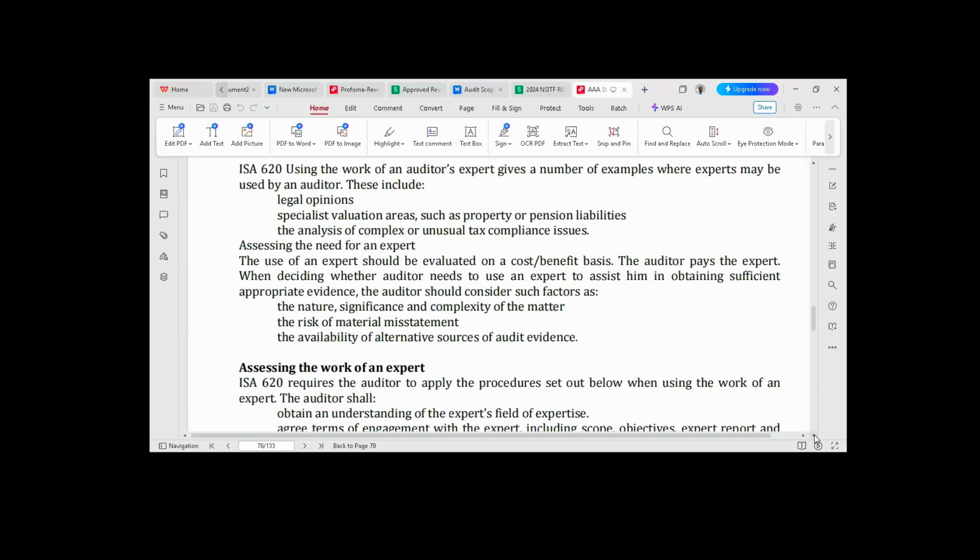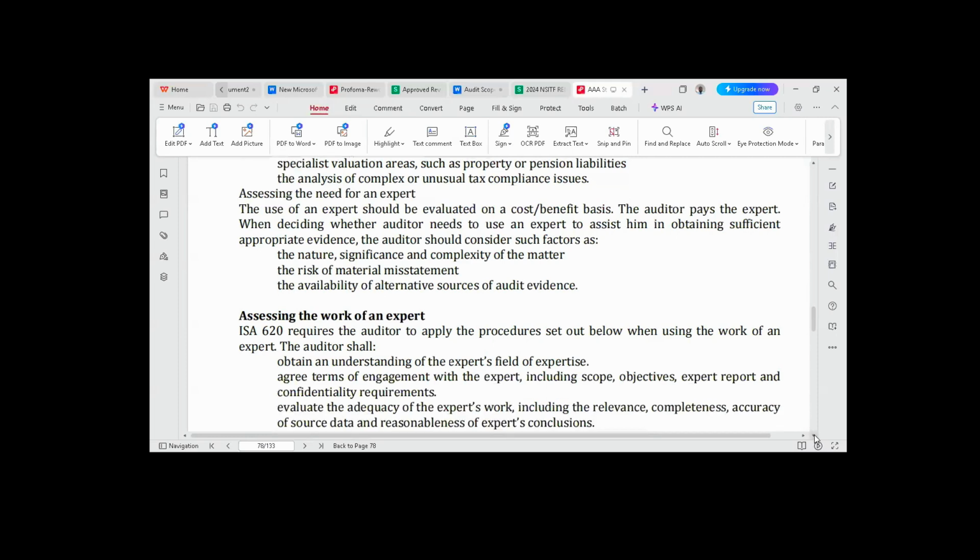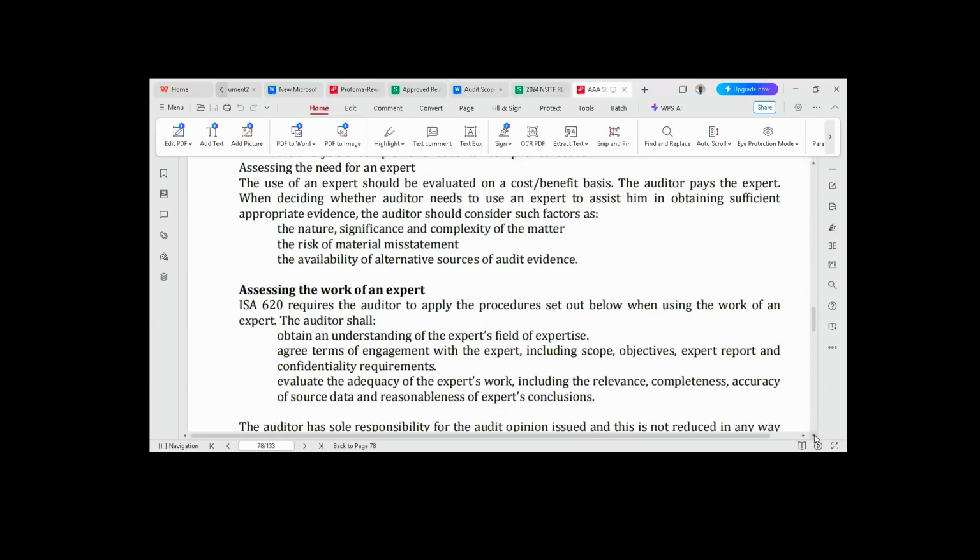You need to look for other alternative sources of audit evidence that will confirm whether the information you got from the client is accurate or not. All right. So once this is done, you now think about bringing in the experts. Now, in bringing in the experts, the auditor must have an understanding that there are certain things he needs to bring to the knowledge of the experts. Number one, he must have an understanding of the expert's field of expertise.